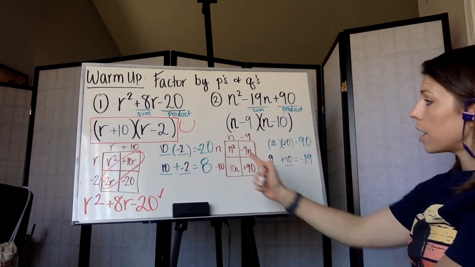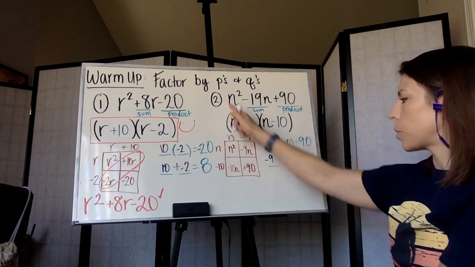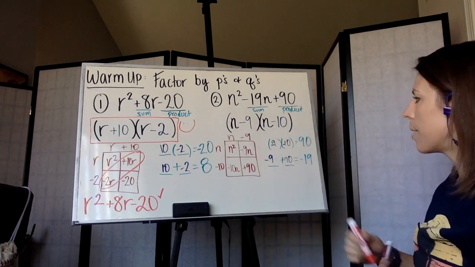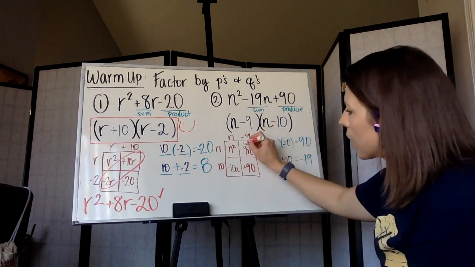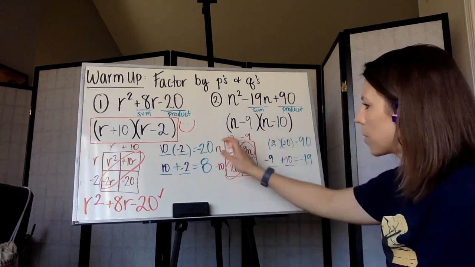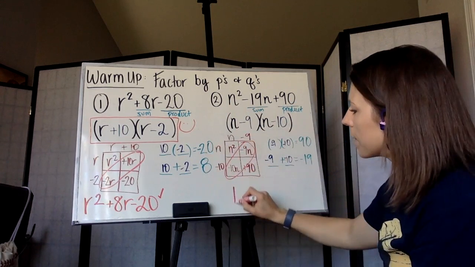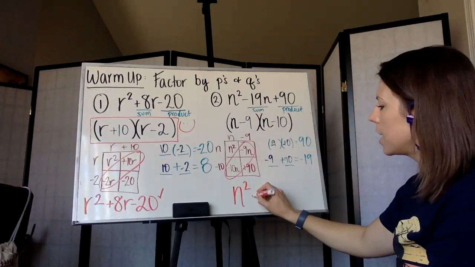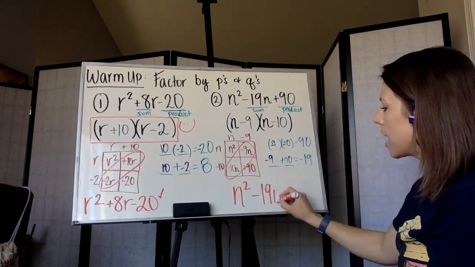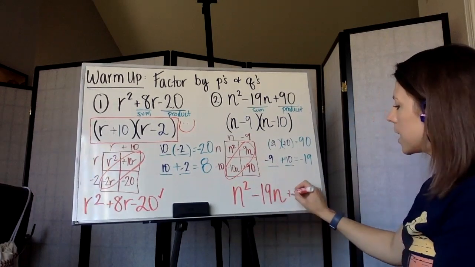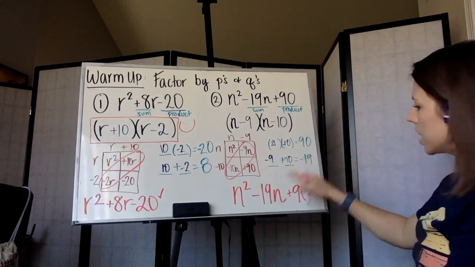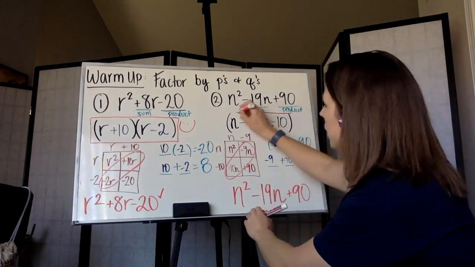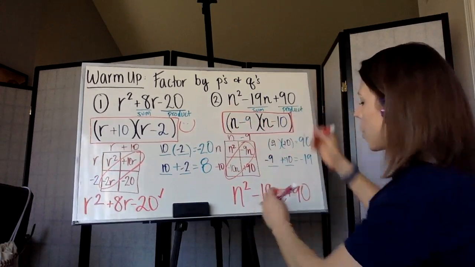So already it's looking good because my first term is going to be n squared and my last term is going to be 90. But where's the negative 19n come from? That comes from combining my like terms. So when I pull it all out of the box, I'm left with n squared, negative 9n plus negative 10n is negative 19n plus 90, which is what I started with. So that means my final answer is correct.